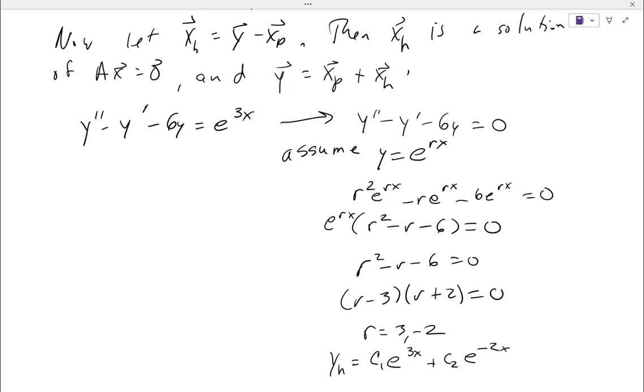In fact, since I know e to the 3x is in my homogeneous solution, I wouldn't use e to the 3x, but I need an e to the 3x when I'm done. So you would start with something that looks like an x times e to the 3x and get everything to work out that way and make your constants match. So you would assume that your particular solution has the form something times x e to the 3x, and then you figure out what the something is. It's not too bad.